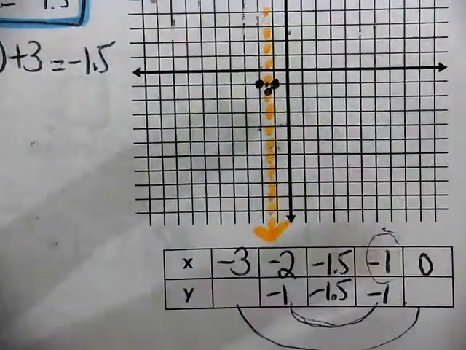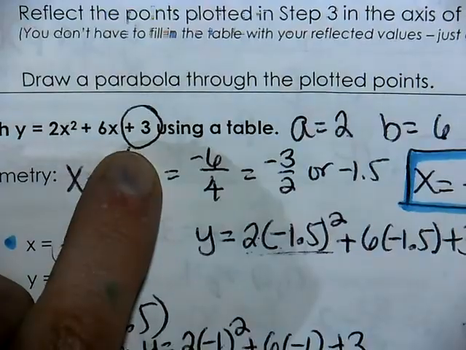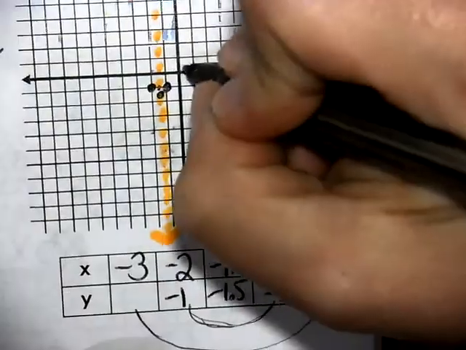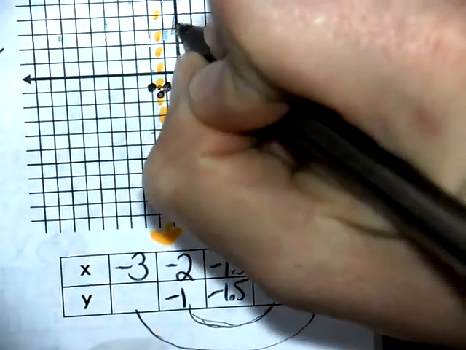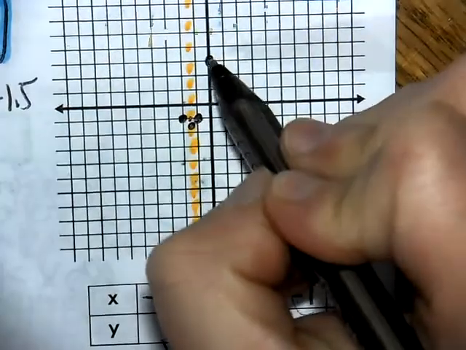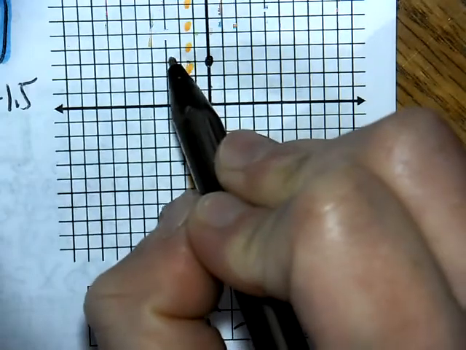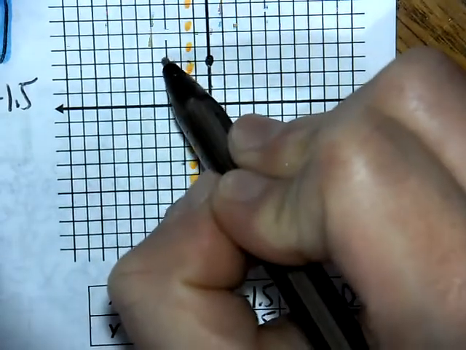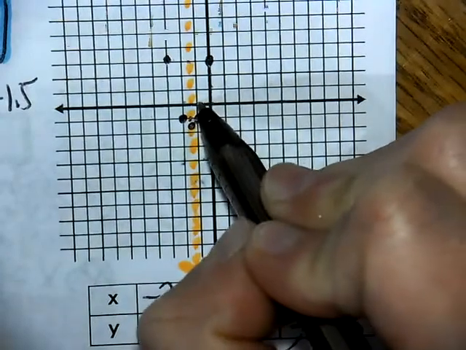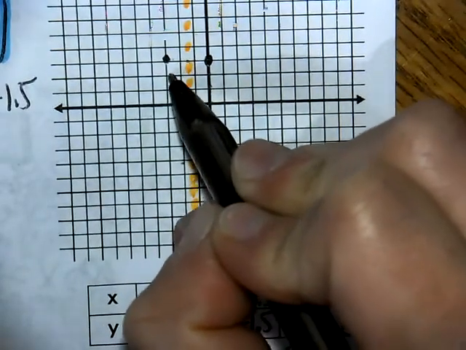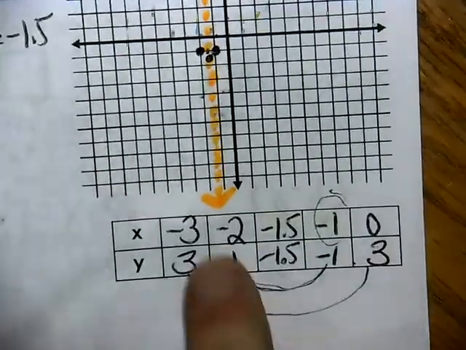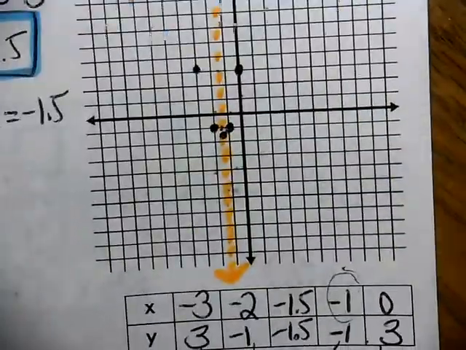Next, I love the fact that I have the ability to use 0, and I know that 3 is my C value, and that is the y-intercept. So what I'm going to do is put in 0, 3, and I'm going to plot that point. This point is 1.5 units away from the line of symmetry, so I'm going to count 1.5 units on the other side, and I'm going to plot a point. This point is located at negative 3, 3, which makes sense in our symmetry of our table.